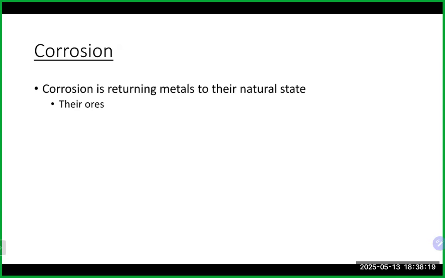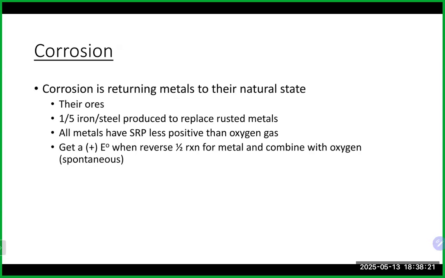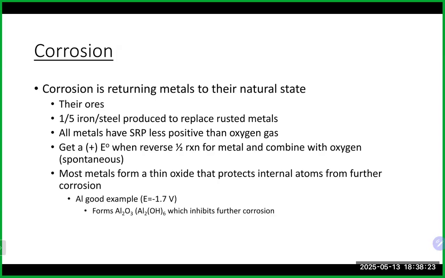All right, so that's a little bit about batteries, just some comparison of how they're similar and different to a traditional galvanic cell. Let's also talk a little bit about corrosion. Corrosion is returning metals to their natural states. It's really a fancy way of saying metals that get oxidized. About 1/5 of the steel production is used to replace rusted metals. All metals that have an SRP value less positive than oxygen are susceptible to corrosion.